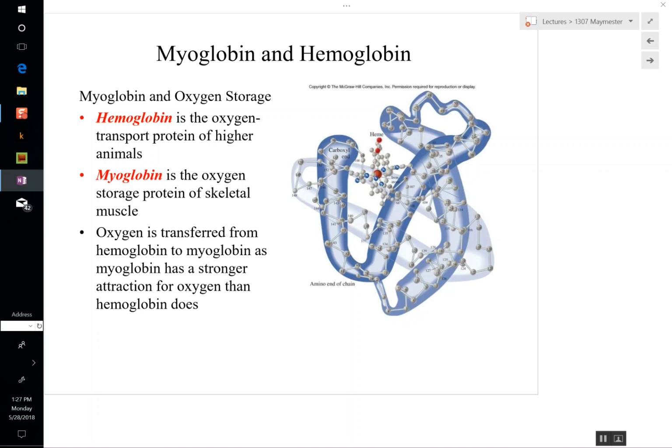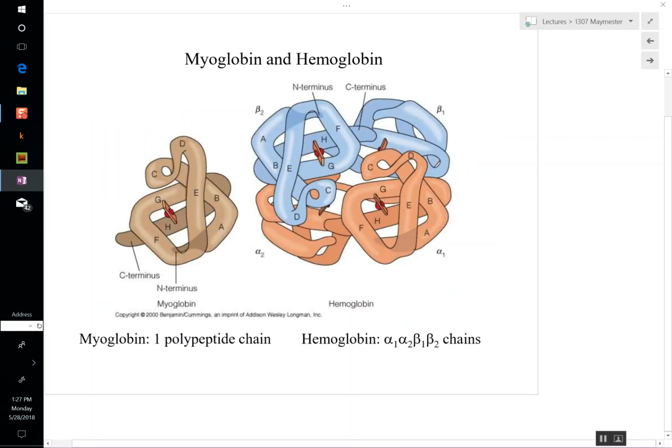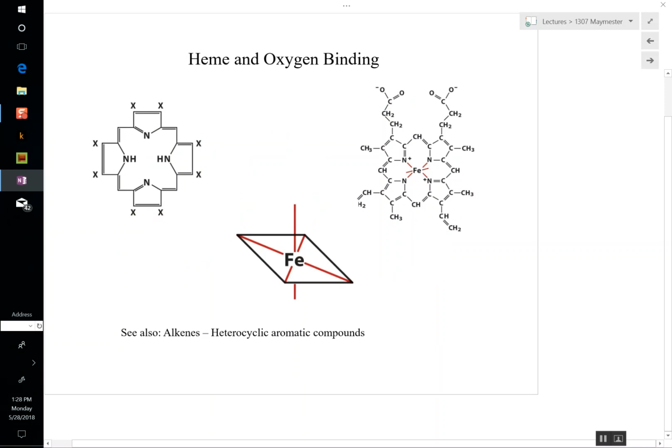This is your heme unit. So what does that look like? So we're going to look at that. It's what carries the oxygen. So myoglobin, 1 heme unit. Hemoglobin, 1 heme unit in each unit. So it can carry 4 molecules of oxygen. Myoglobin can carry 1 molecule of oxygen. So what does the heme look like?